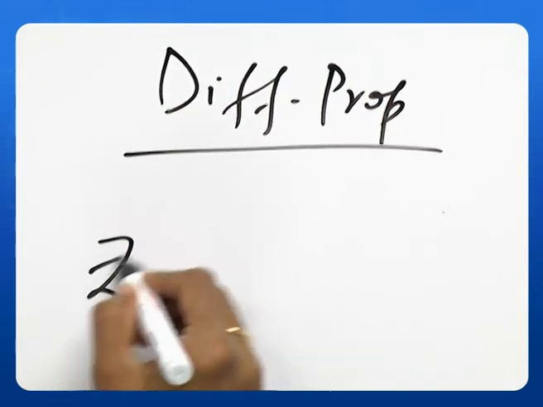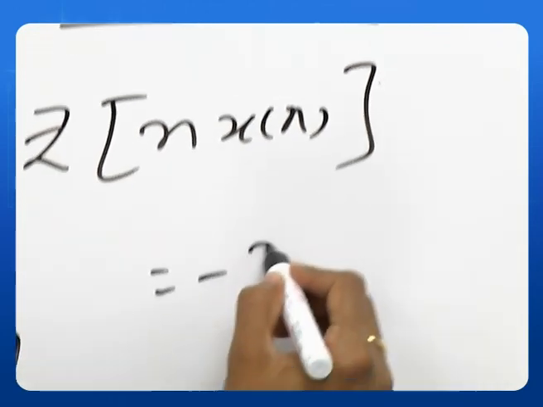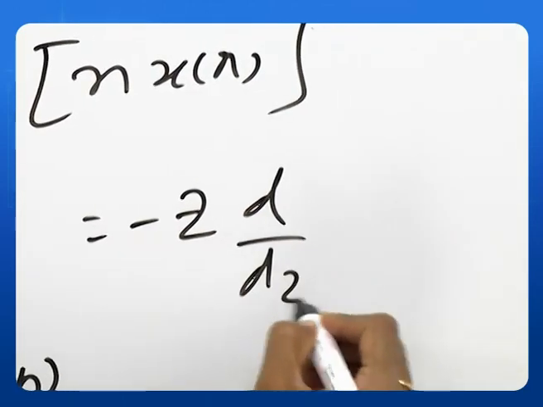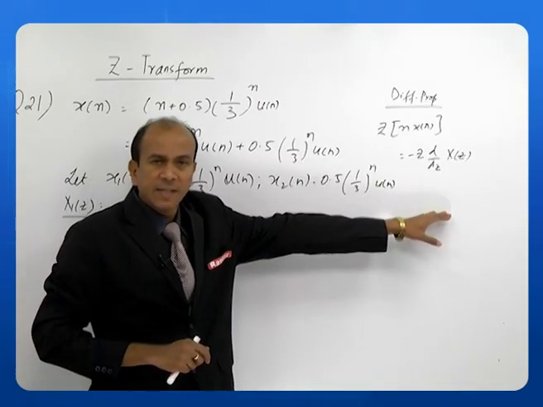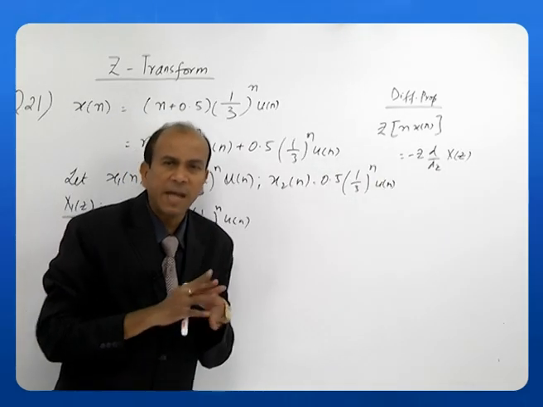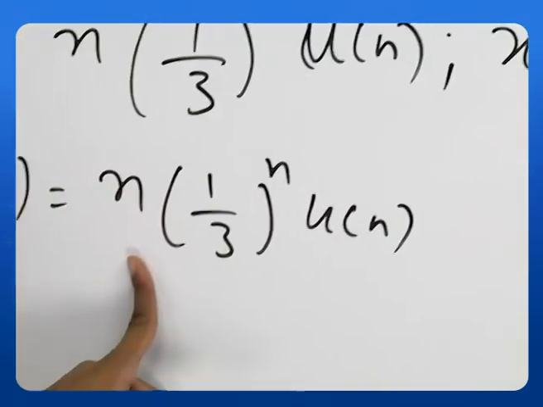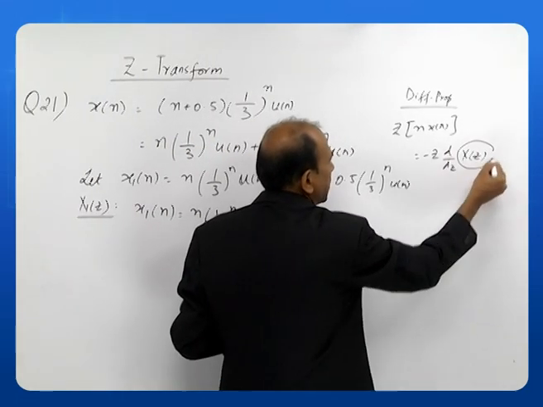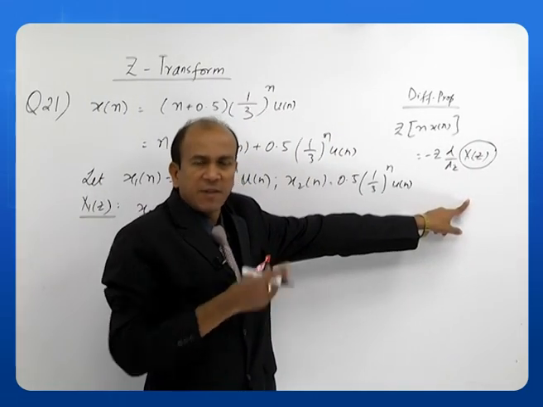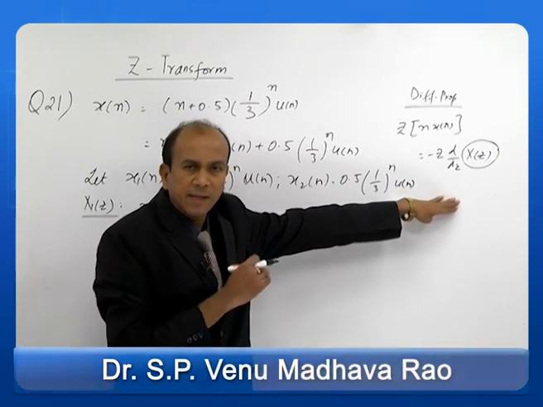It says Z transform of n of x of n is equal to minus z d by dz of x of z. So this is what it says. So we have to use this formula. Why this formula is apt for us? Because here you have n, so I have to use that property. To find out this first, I should know what is the value of x of z. So let us first find out x of z. Once this is known, then I can differentiate with respect to z and multiply with minus z later.